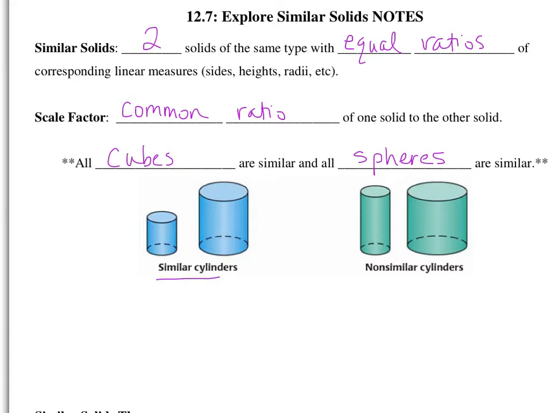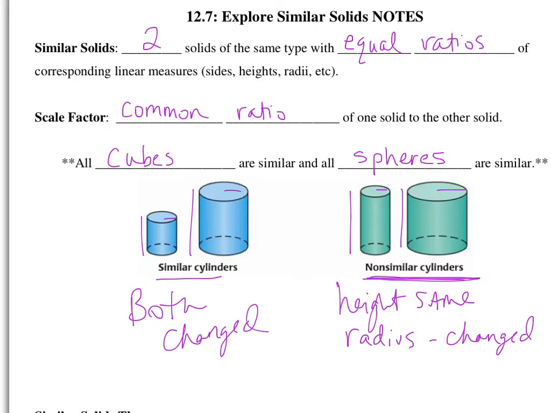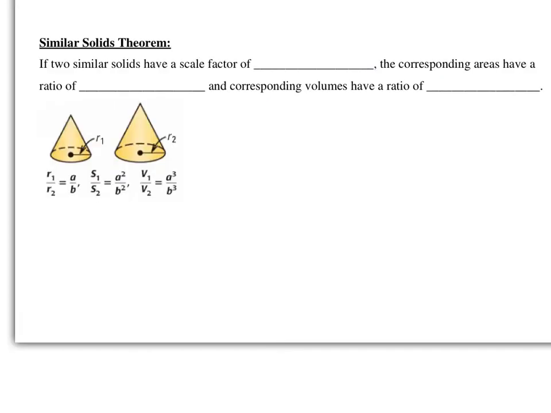So here is an example of similar solids versus non-similar solids, and it's mostly because of the height. In the first one, the height is the same, but the radius is changed. Versus this one, where the radius changed and the height changed. So we know the second one is not similar, because we have to have all pieces changing at the same rate. One thing we're going to talk about again is scale factor.